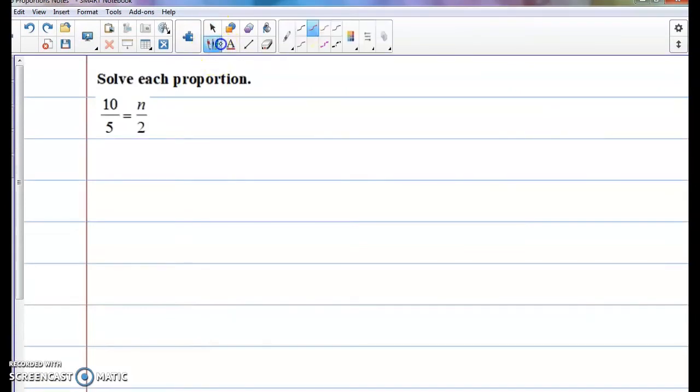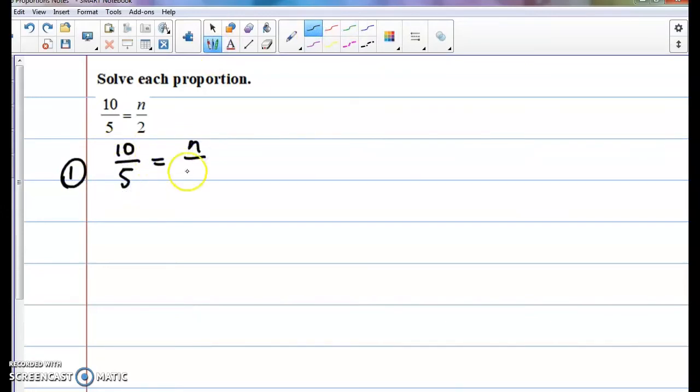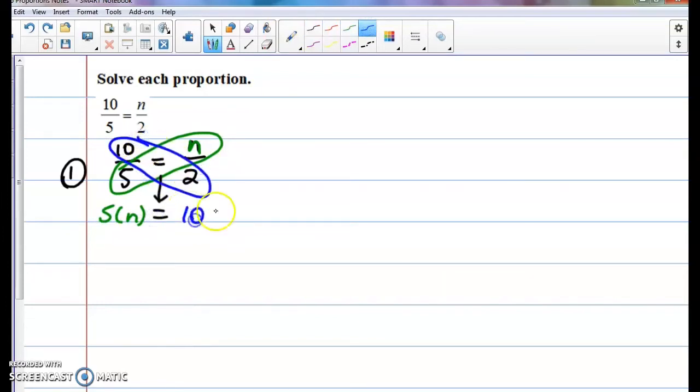So example 1, we're asked to solve the proportion. We're given 10 over 5 equals n over 2. We solve this by cross multiplication. I always like to do the first one with my variable. You don't have to, it doesn't matter. I'm going to do 5 times n. And then you always drop down your equal sign. And then our next cross multiplication is 10 times 2. Now 5 times n is 5n equals 10 times 2 is 20. To solve for n, we're going to divide both sides by 5. And n equals 4.